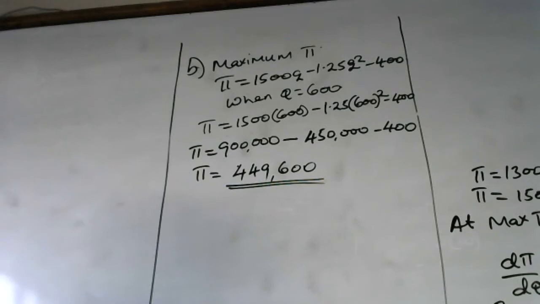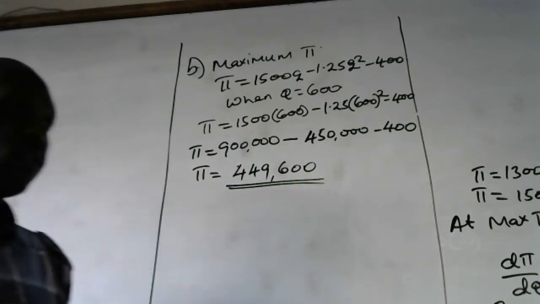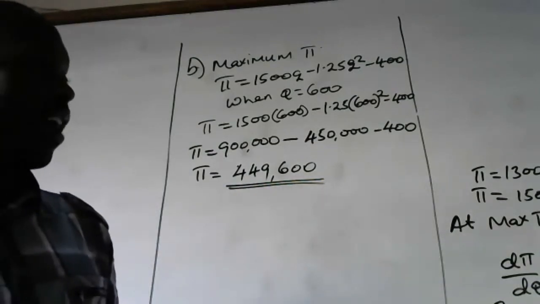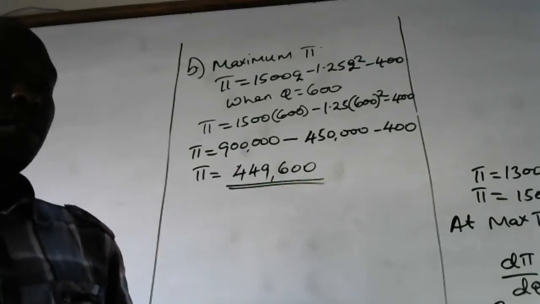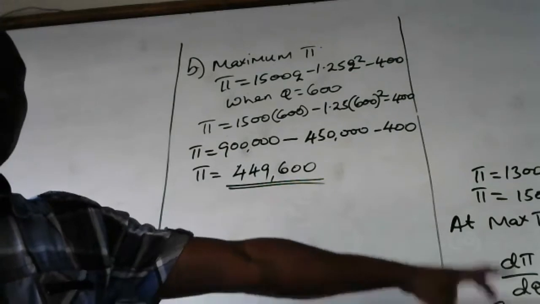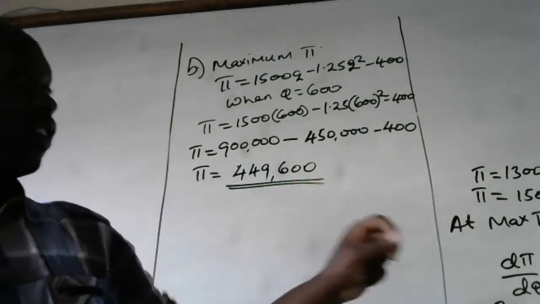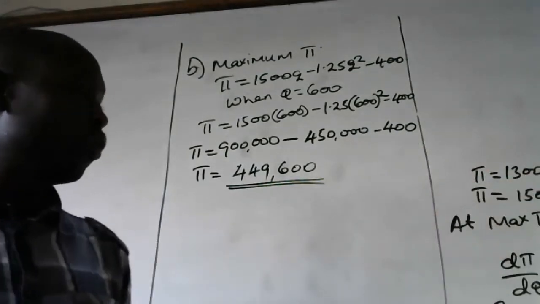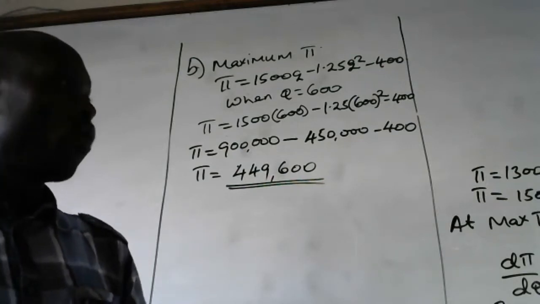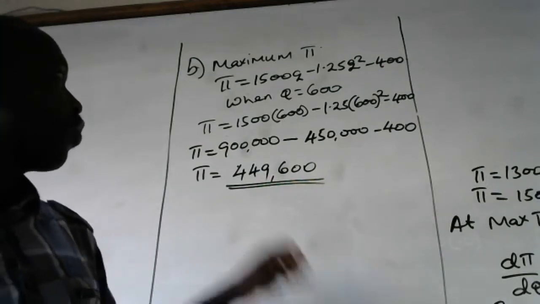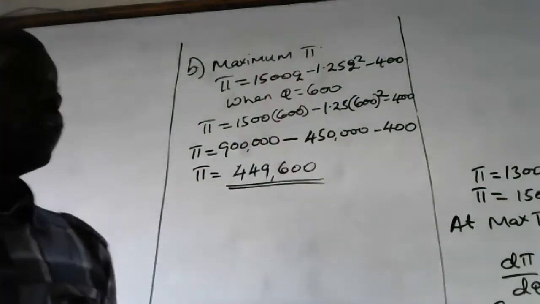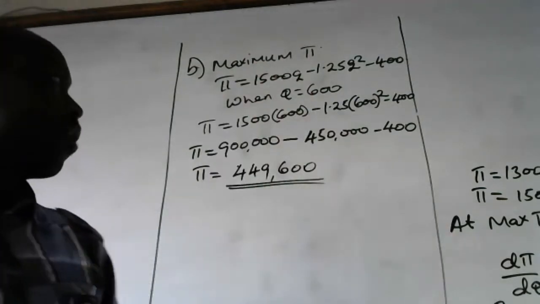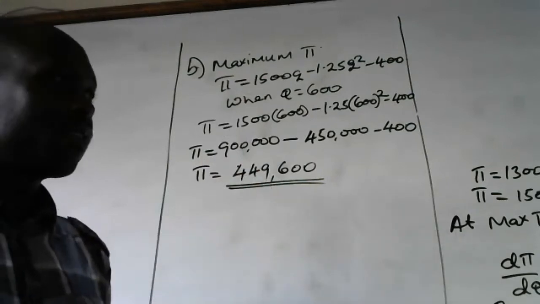So I want you to know how this goes, because it is part of the questions that are highly tested. How do you get the units that maximize the profit? First of all, get the profit function, differentiate it, and whatever you get, put it to zero to get Q. Once you have Q, to answer the question of the maximum profit, substitute the Q into the profit function. You work it out, you get the maximum profit.